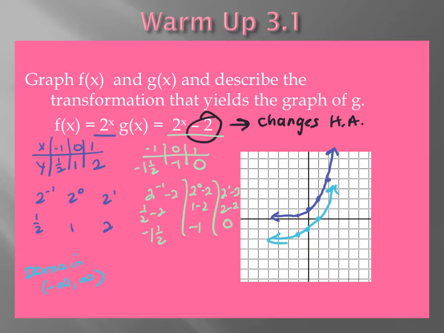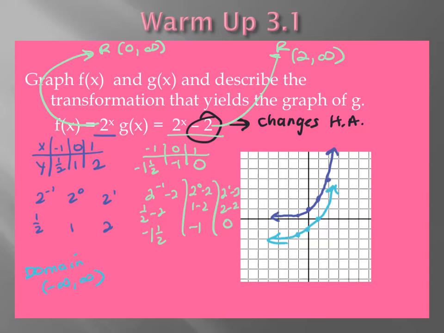Today we're going to get into logs and it's different. But domain for exponential is always all real numbers. The range for the first one is 0 to positive infinity. The range for the second one, shifted down 2, is -2 to positive infinity.